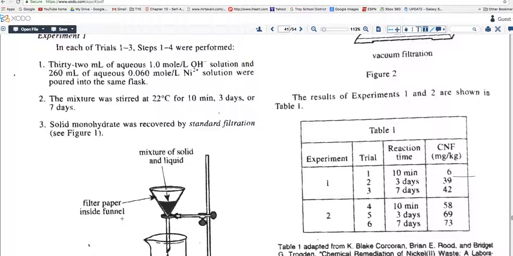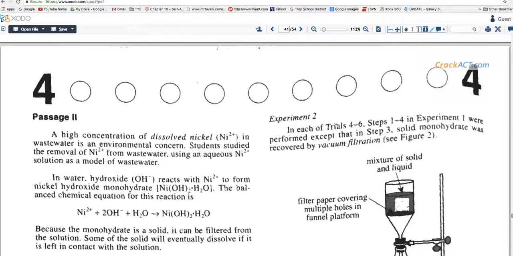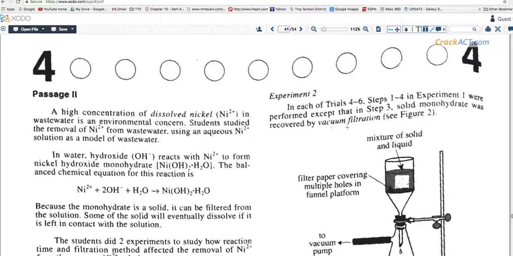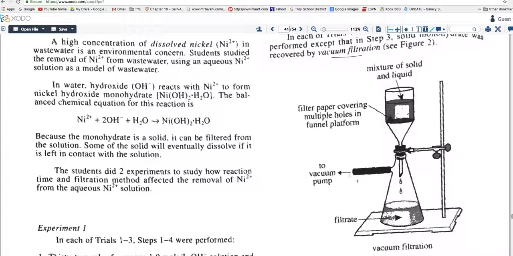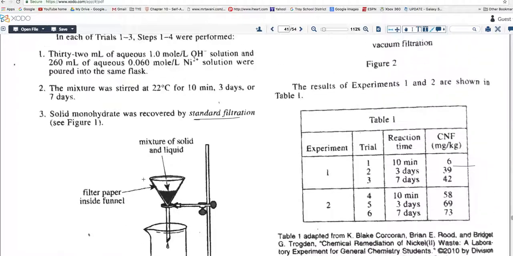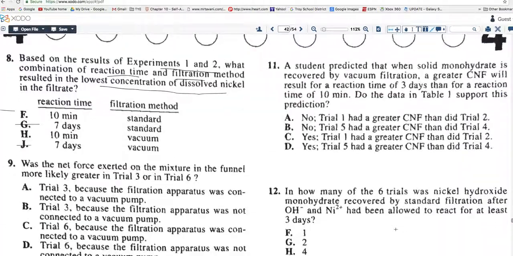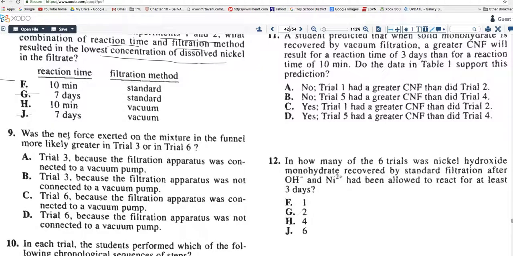Okay, where does it say that? Below the trial, under Step 3, standard filtration. What does it say for experiment 2? That he uses vacuum. Yes, right here, vacuum filtration. Another way to see is just look at the picture right here. It's connected to a vacuum pump, okay? And right here there is no vacuum pump, so it is obviously going to be 10 minutes for a standard filtration, which would give us our lowest CNF. All right, 9. Who can do this one? We're in number 9.